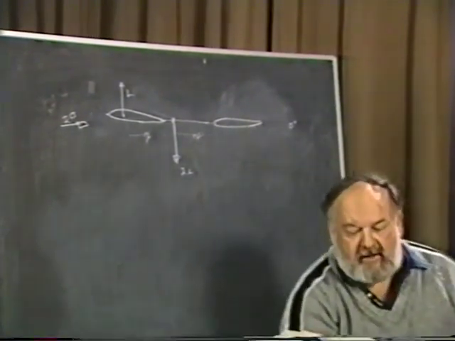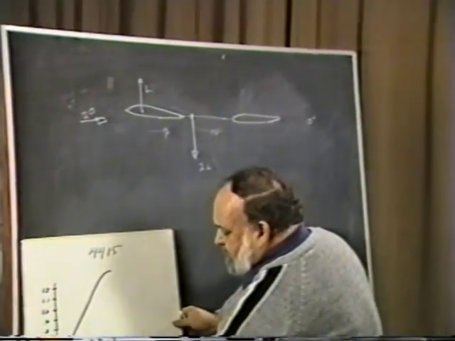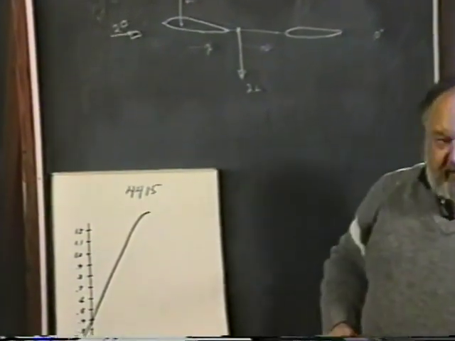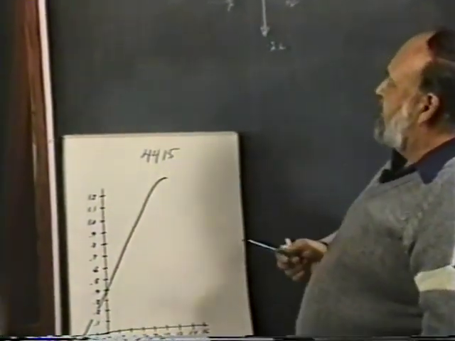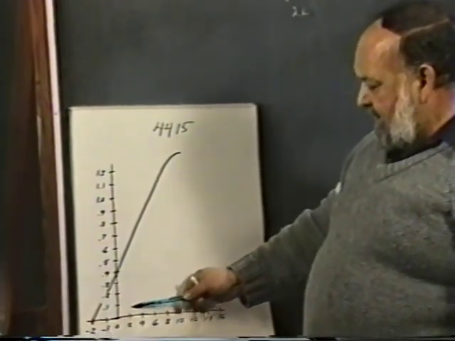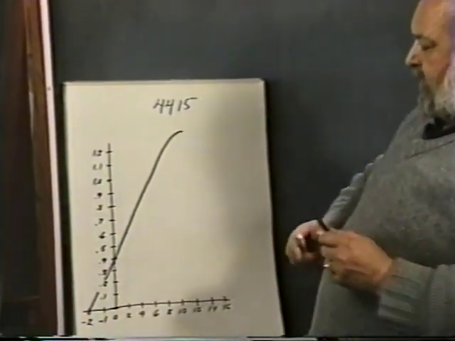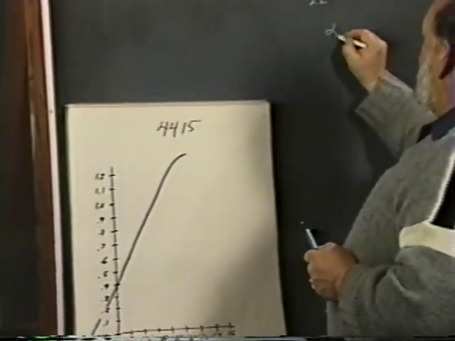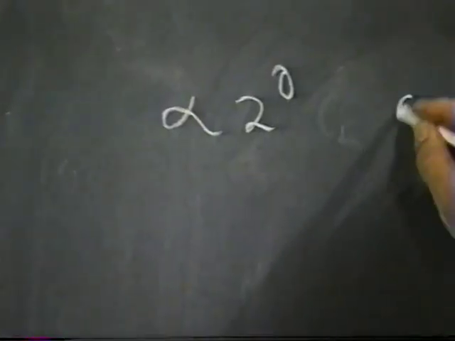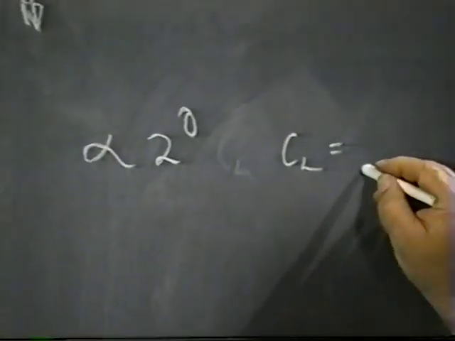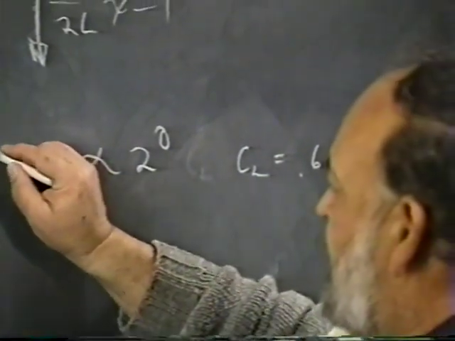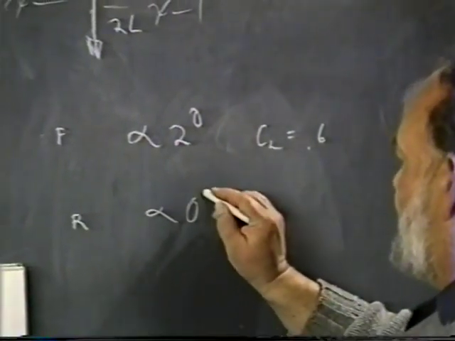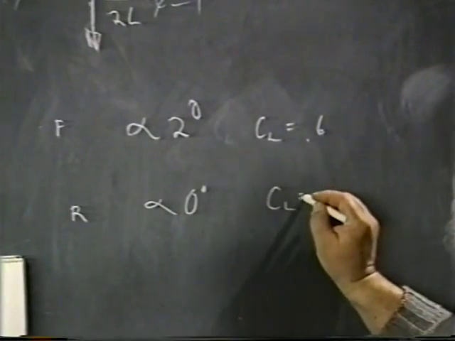Well, let's take a look at a CL versus alpha chart. This particular one happens to be for a 4415 airfoil. What we can see here is this. Let's take a look at this particular problem. At 2 degrees angle of attack, we would be generating a CL of 0.6. If we had an alpha of 2 degrees, that will be generating a CL of 0.6. This will be for the front wing. Then for the rear wing, we're going to have an alpha of 0 degrees and generating a CL of 0.4.